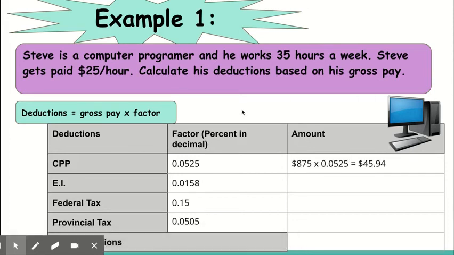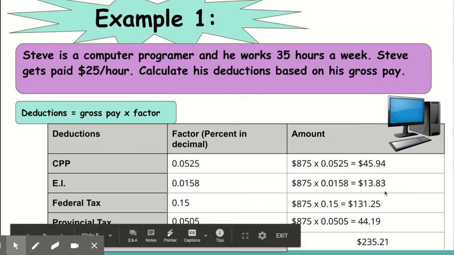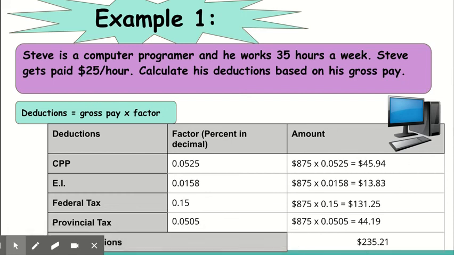So we take each one of these and we multiply it by the gross pay. So the first one, we take the gross pay, we multiply it by the decimal, the factor. We do that for each. And these are the 4 deductions that will be coming off of the gross pay. So to make this easier, we're going to add up all of the amounts. So the $45.94 plus the $13.83 plus the $131.25 plus the $44.19, and we get $235.21. So that is the amount of deductions.